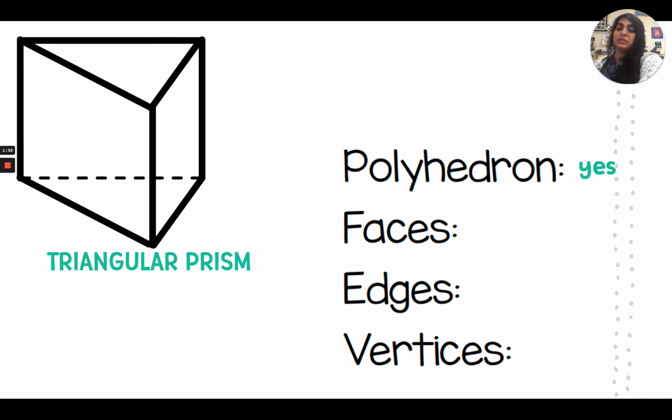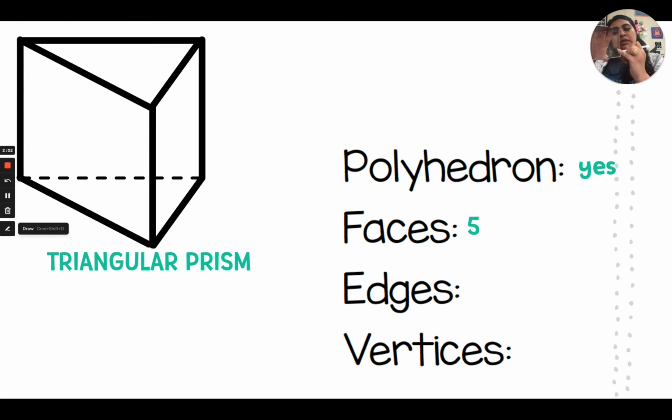How many faces does it have? So, a face would be 1, 2, 3 on the side, 4, and the fifth one is our last purple one right here. It's going to have 5 faces. The edges are where all of these faces intersect, where these planes will intersect.